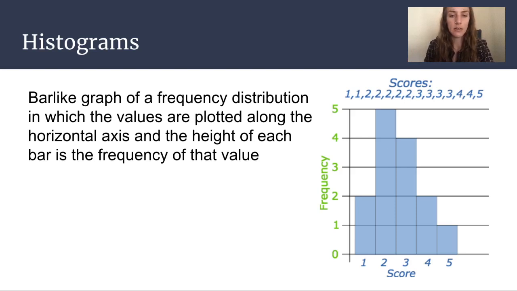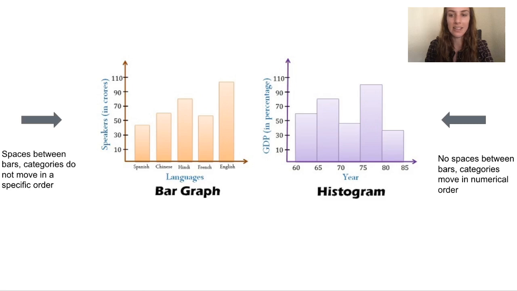So here's a depiction of the differences between a histogram and a bar graph. Though they look similar, they're different, all right? A bar graph has no inherent order to it, much like our nominal data or nominal categories. And we have spaces in between the bars to illustrate that there are distinct group differences. However, in a histogram, we have no spaces between the bars, and our categories or groups or bars move in a numerical order, right? They move in a numerical order.